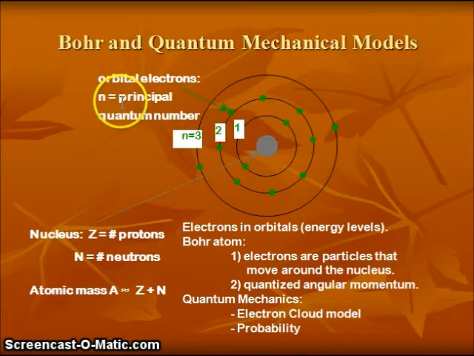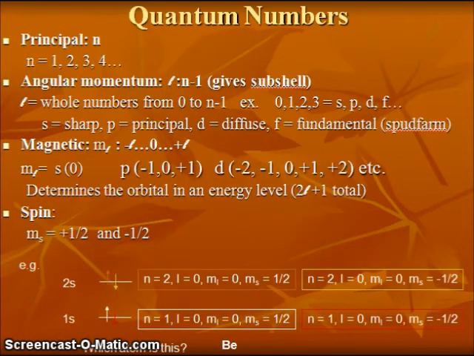Also notable here, we need to understand that n is the principal quantum number. This tells us the energy level which an electron is located in. In the nucleus, the Z number tells us the number of protons. N tells us the number of neutrons. So the atomic mass is going to be calculated by taking Z, the number of protons, plus N, the number of neutrons. And then in quantum mechanics, we have the electron cloud model, and this is a probability model which tells us about the probable locations of electrons.